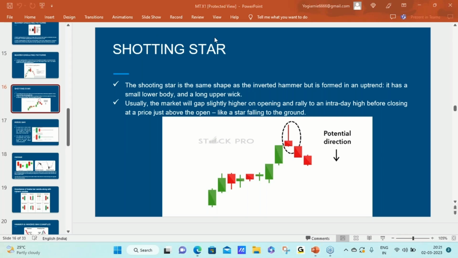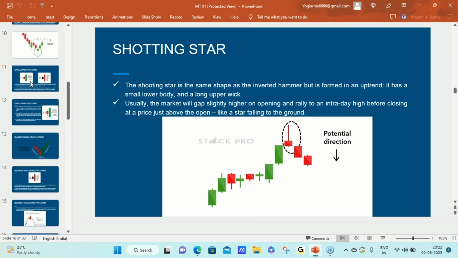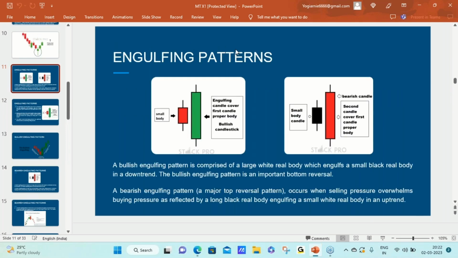So next is bullish engulfing. So what is bullish engulfing? Anybody? So I'll show you. See, these are engulfing patterns. This is bullish engulfing. Why do we use bullish engulfing? It will act as a bullish reversal candlestick pattern.